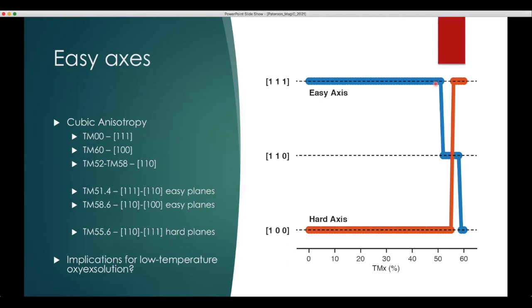And so that's an interesting thing that comes out of digging into the properties and the variation of the properties of titanomagnetites. But it's not the main focus of what I'm going to talk about today.